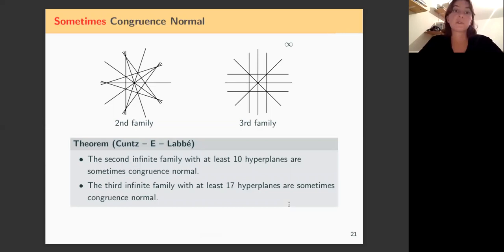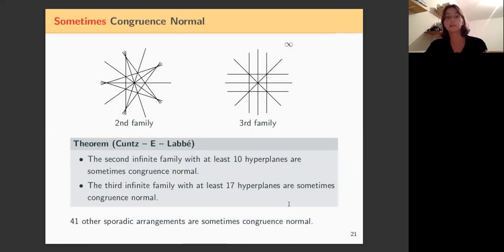There are also the arrangements which are sometimes congruence normal. This means that there is a choice of region such that the poset is congruence normal, but there's also a choice so that it's not congruence normal. These include the 2 infinite families, as long as you have big enough polygons. In the second family, as soon as you have a pentagon, this is the case. This is the arrangement that we looked at in more detail. And in the third infinite family, you need to go from an octagon. And then there are these 41 other sporadic arrangements that are sometimes congruence normal.